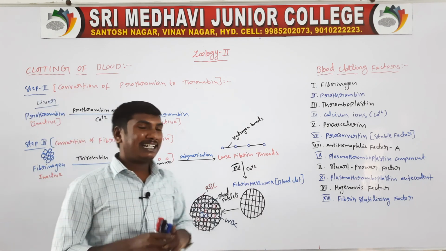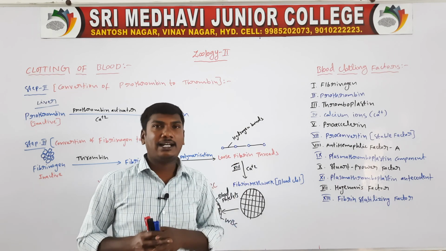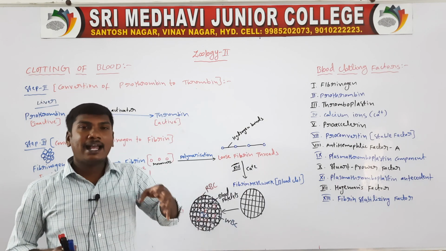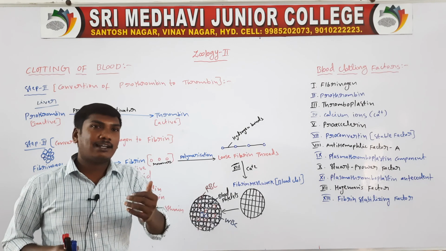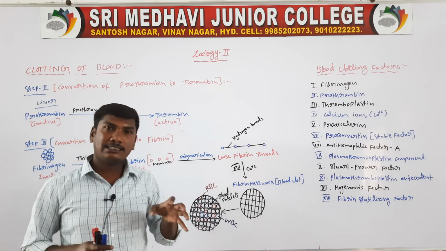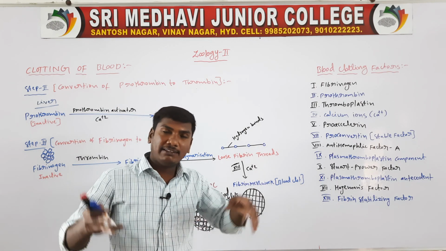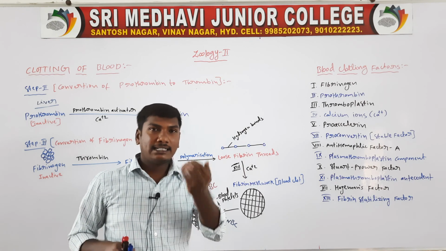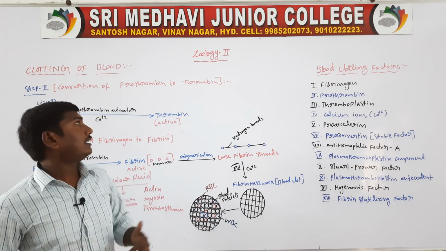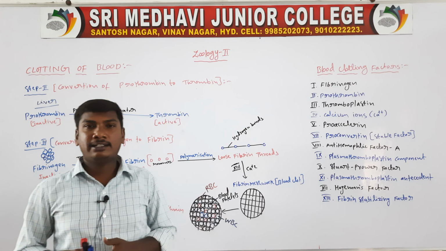For example, in blood test tubes or blood banks, citrates or oxalates are added to the blood, so the blood does not clot. So these are the mechanisms of clotting and clot retraction.